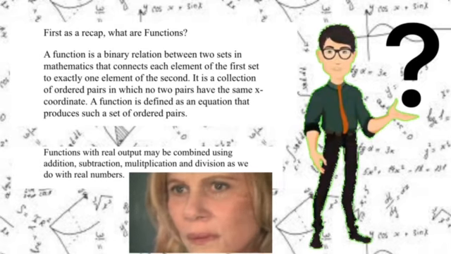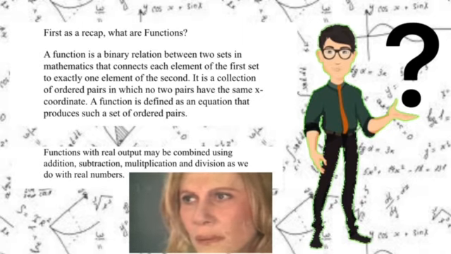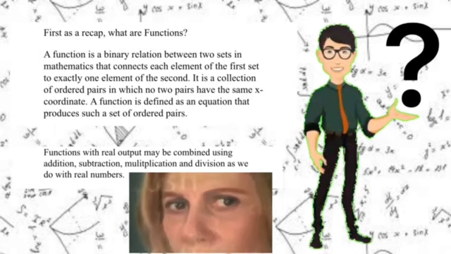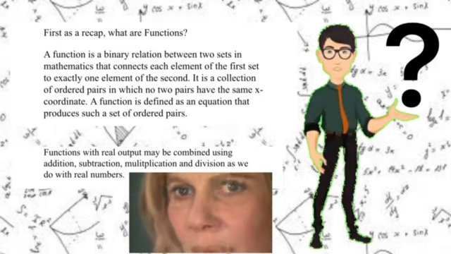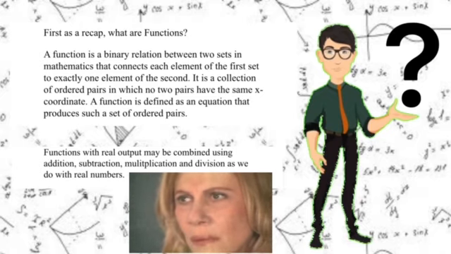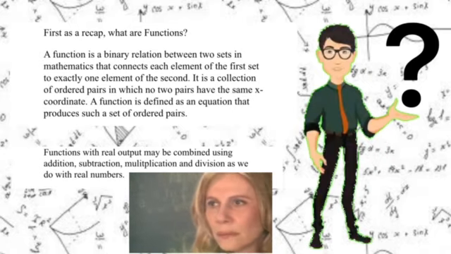A function is a binary relation between two sets in mathematics that connects each element of the first set to exactly one element of the second. It is a collection of ordered pairs in which no two pairs have the same x-coordinate. A function is defined as an equation that produces such a set of ordered pairs.